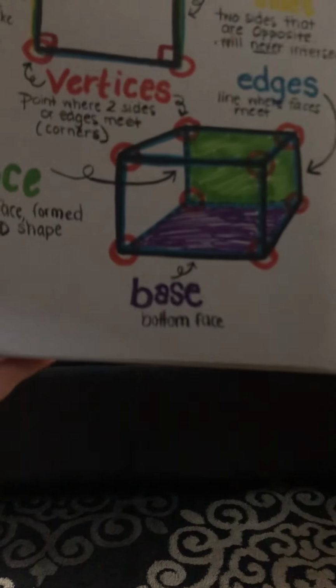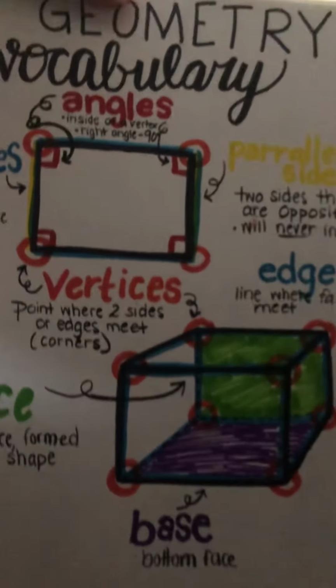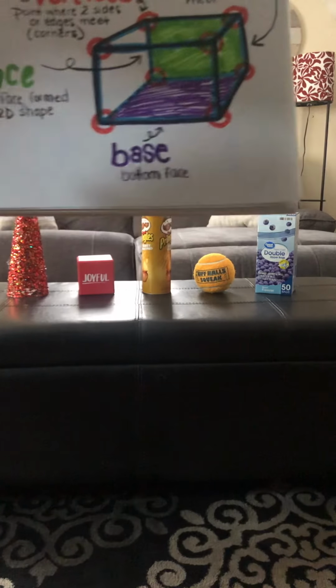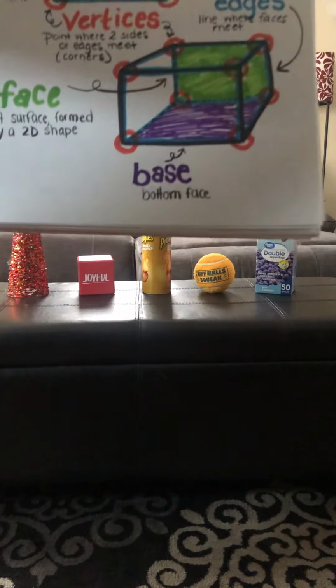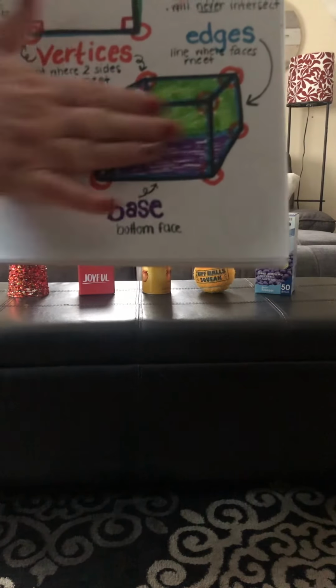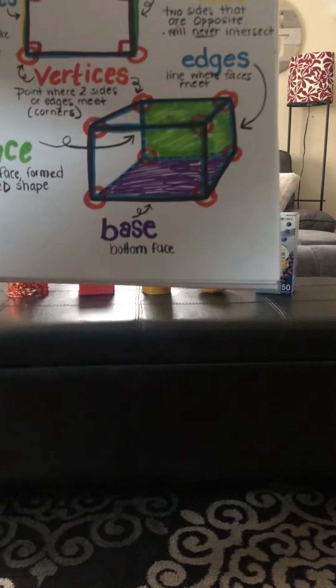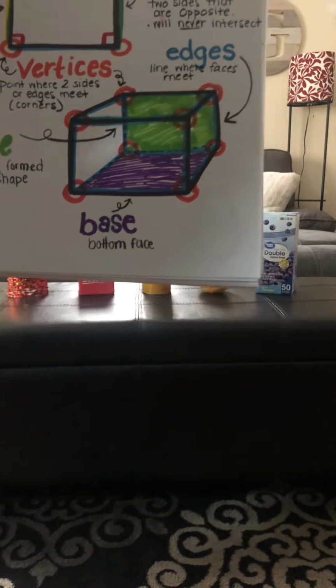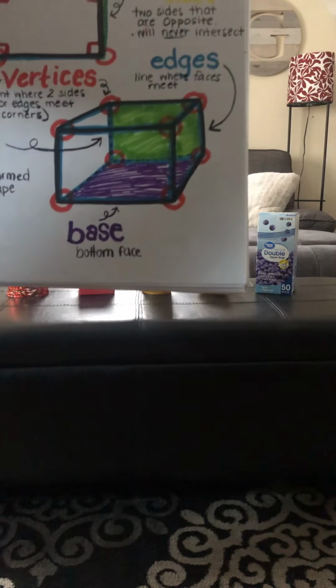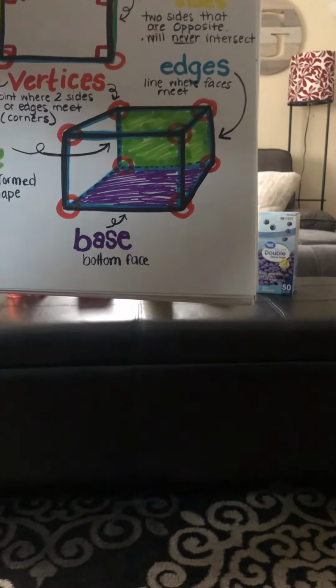When we talk about 3D shapes, we're going to talk about edges, which are the lines where the faces meet, the face, which is the flat front part of a 3D shape, and vertices, which are, again, the corners where the line segments meet.